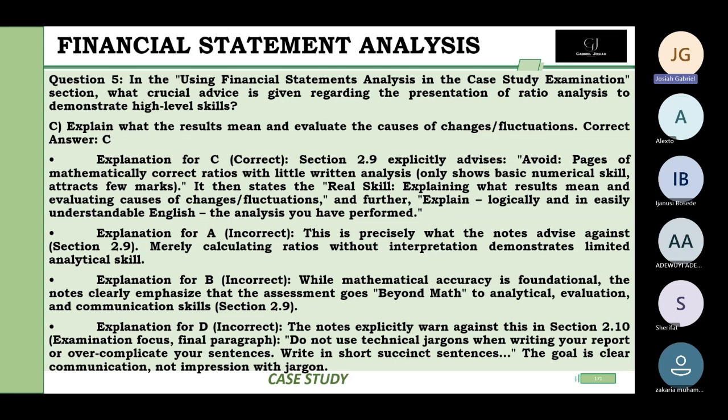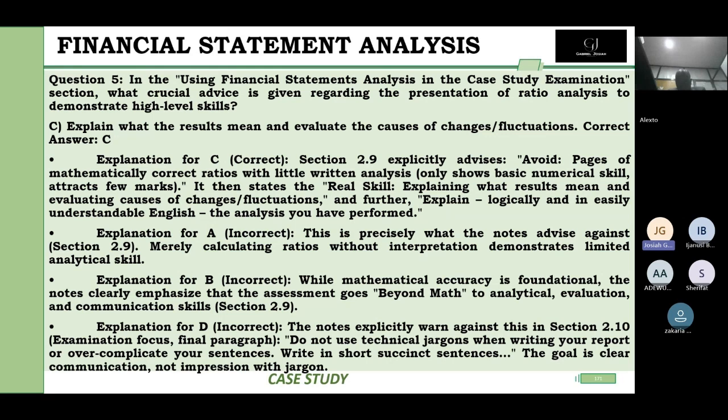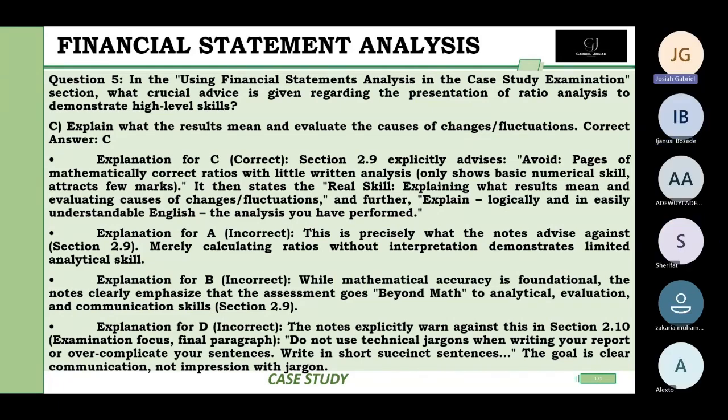All right, so AA did excellently, C. AT also said C. IB said A, no. SH said C. And ZM said C. So AA displayed 100% understanding of chapter 2. AT displayed 80% understanding of chapter 2. IB displayed 40% understanding of chapter 2. SH displayed 60% understanding of chapter 2. And ZM displayed 60% understanding of chapter 2.